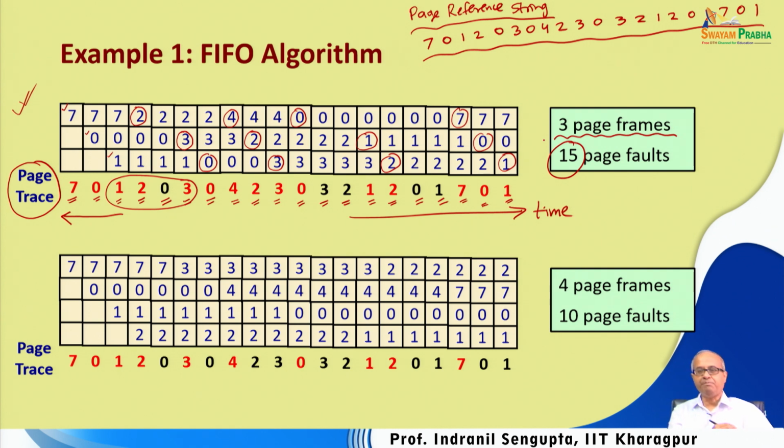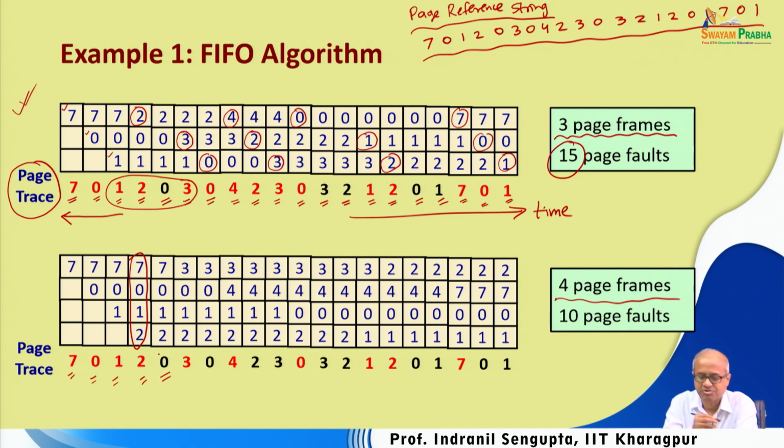In the diagram below, we are working out the same example, but now with 4 page frames instead of 3. Now we expect the number of page faults to reduce. We have worked out the same thing. First 7 comes, then 0, then 1, then 2. Now all the frames are occupied: 7, 0, 1, 2.